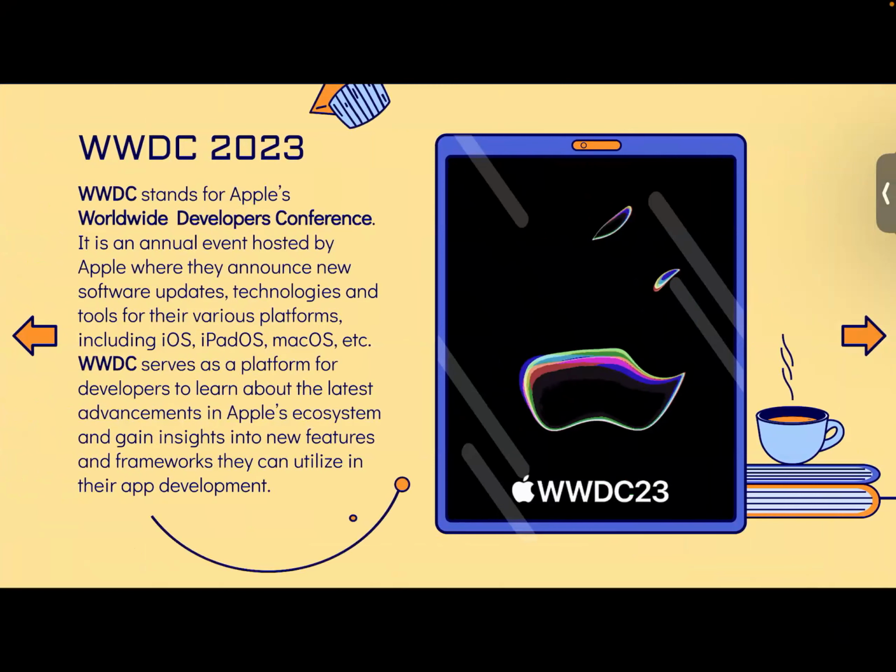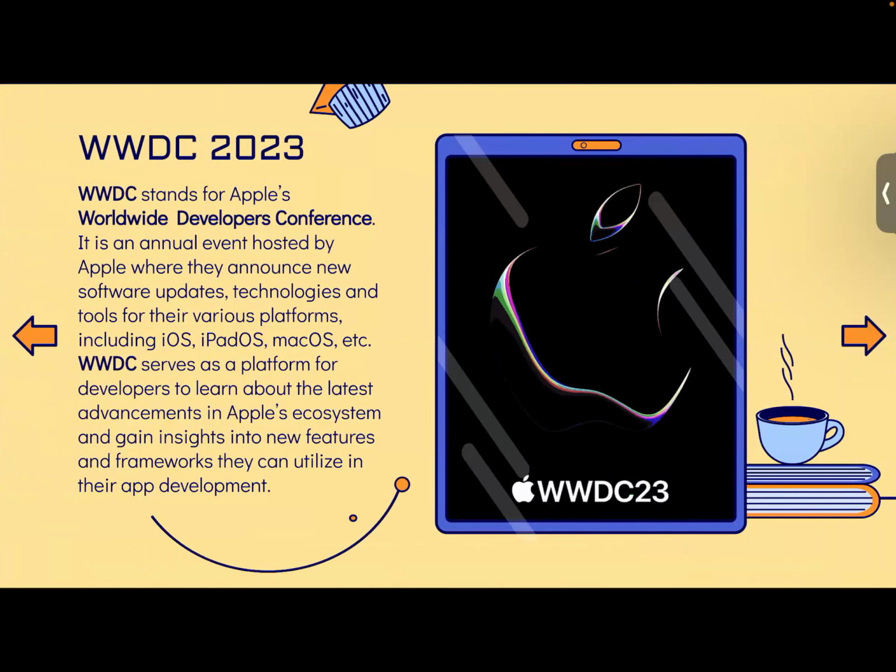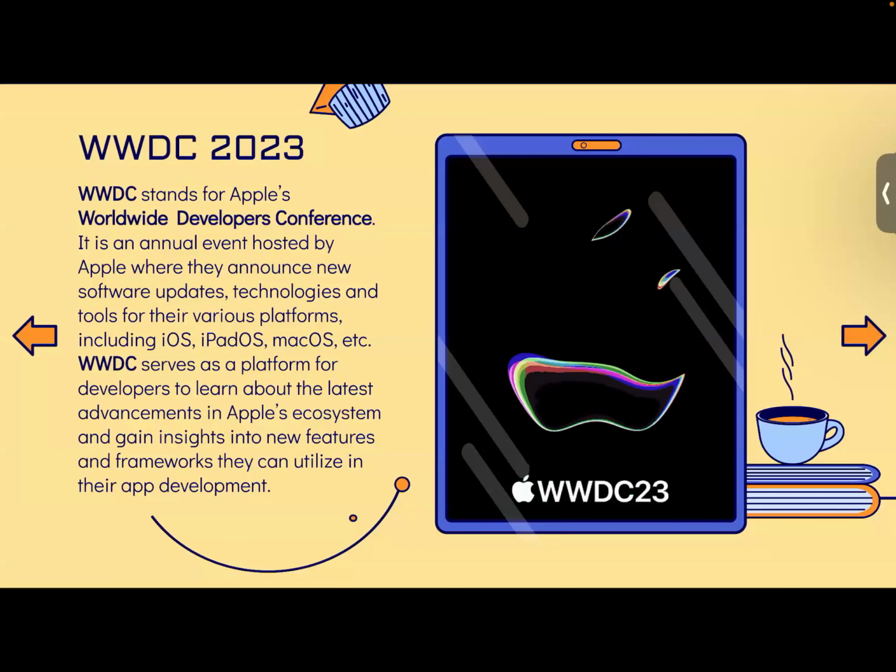Every year, Apple has an event called the WWDC. It stands for Apple's Worldwide Developers Conference. It is an annual event hosted by Apple where they announce new software updates, technologies, and tools for their various platforms, including iOS, iPadOS, macOS, etc. WWDC serves as a platform for developers to learn about the latest advancements in Apple's ecosystem and gain insights into new features and frameworks they can utilize in their app development.